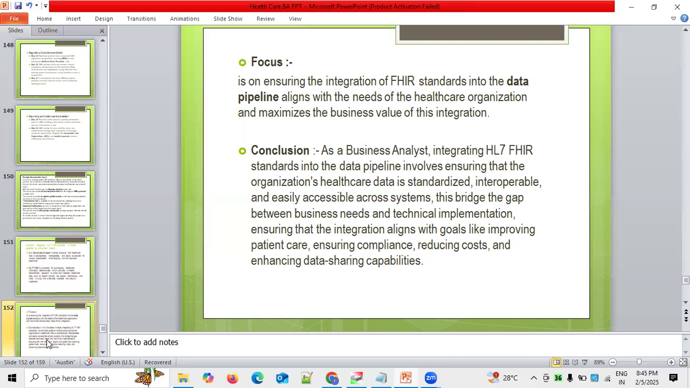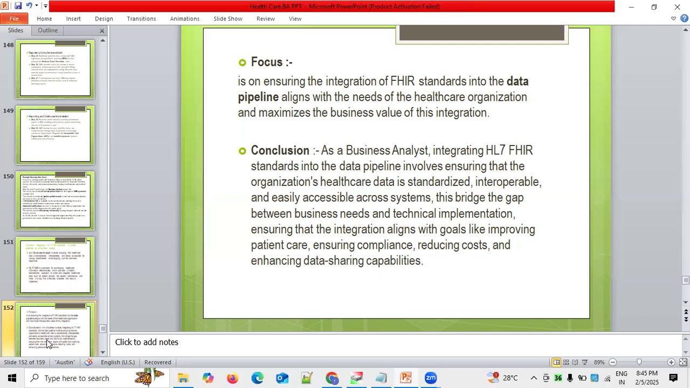Now, next, what we need to know is, as a business analyst in FHIR integration, what will be our role and what role are we playing? It can be in the form of understanding the business needs and requirements, or aligning FHIR standards with business goals, or relating to the data pipeline requirements, defining any kind of data pipeline requirements.